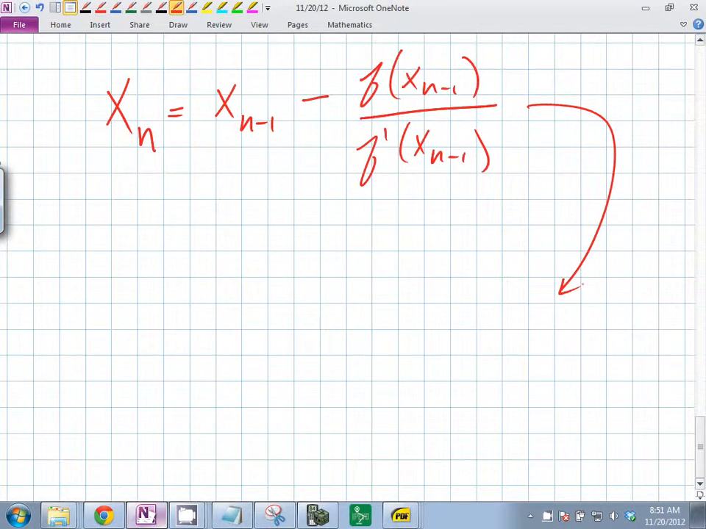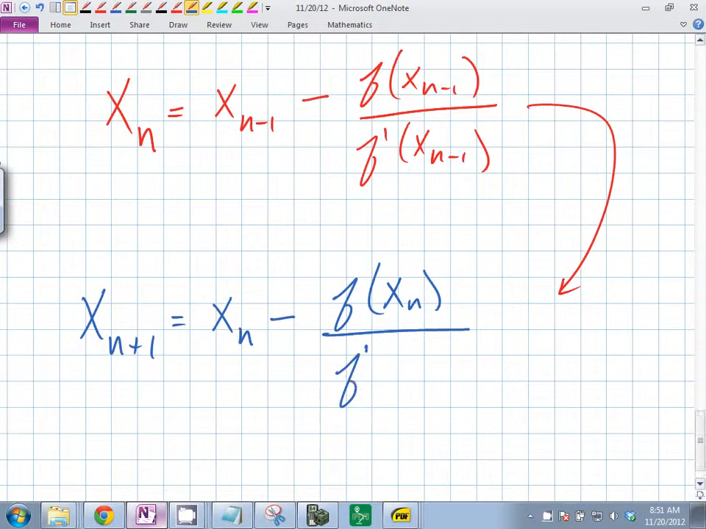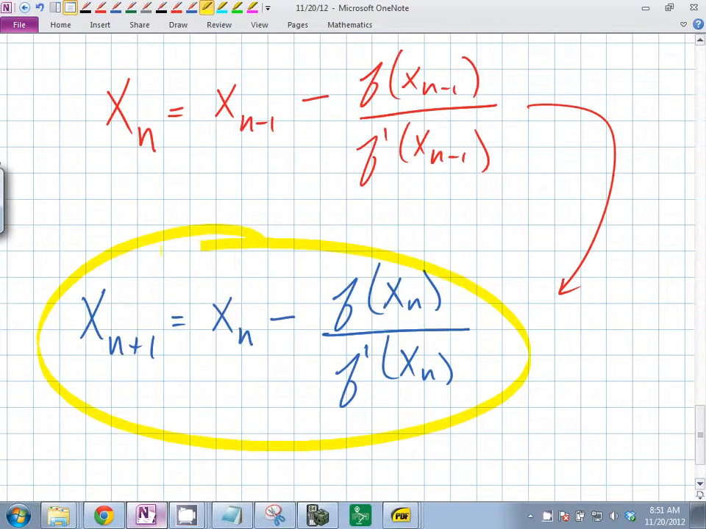X sub n plus 1. What's the term before x sub n plus 1? X sub n minus f of x sub n over f prime of x sub n. X sub n plus 1 represents the next term. So if you have a term and you want the next term, this is what you do. You have a term, you find the derivative, evaluate the derivative, divide it into the function at that point, and you get the next term. Why is this super helpful?